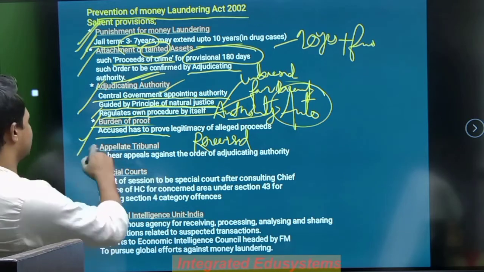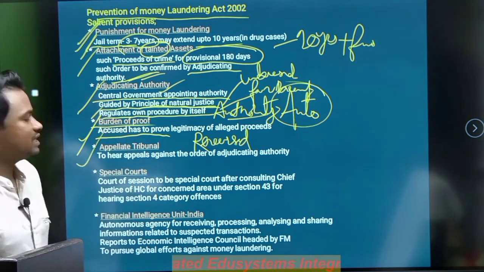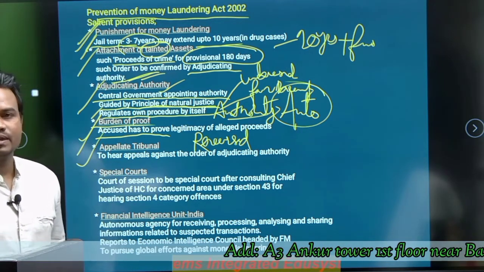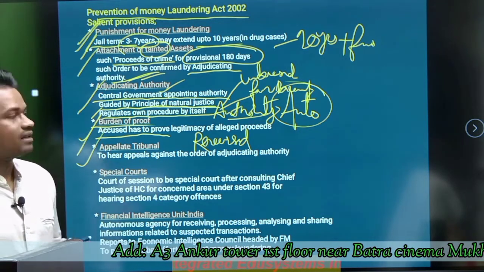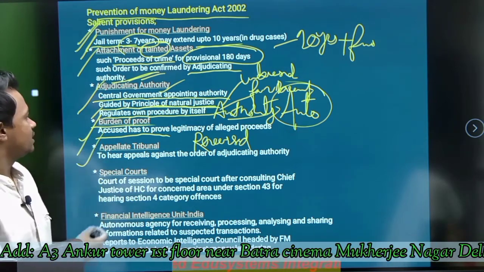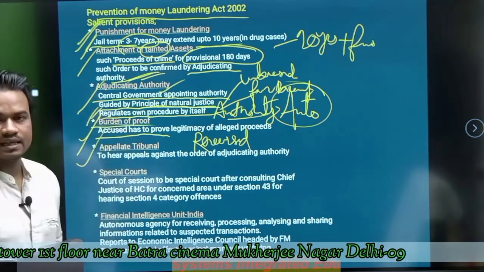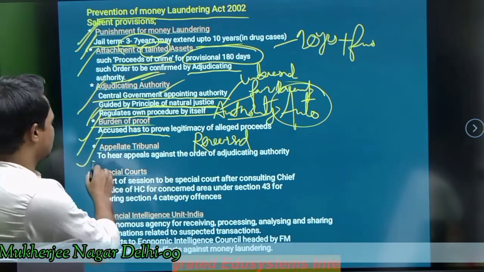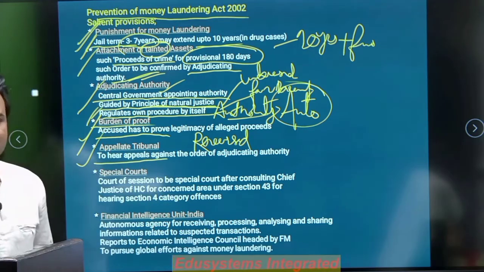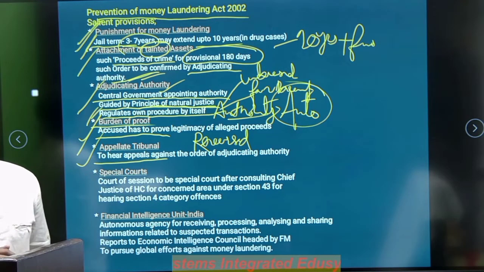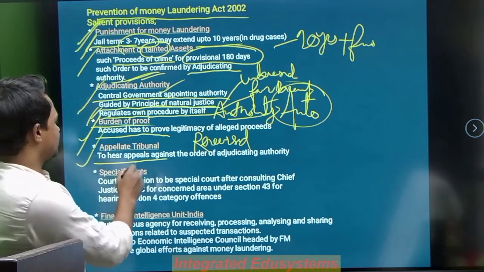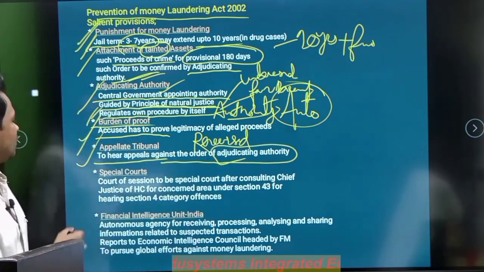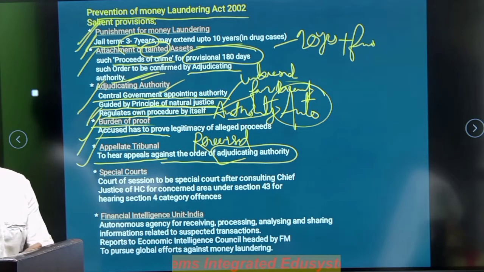Very important. And the next is the appellate tribunal. If the adjudicating authority passes an order regarding attachment of the proceeds, the aggrieved person or accused can go to the higher appellate tribunal under this provision of the act to appeal against the order of the adjudicating authority. So, this window of appeal is also provided here.